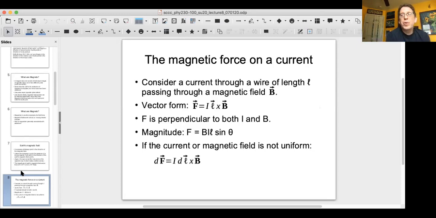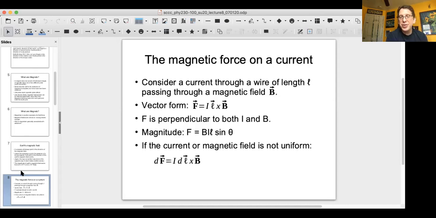The magnetic force acting on a current: you have a wire of length L and a current I flowing through it. The magnetic force is equal to I, the current, times the cross product of L and B, where the magnitude of L is the length of the wire, and the direction of L is the direction of the current, again, from positive to negative. So, basic properties of cross products: the force vector is perpendicular to both the wire and the magnetic field.